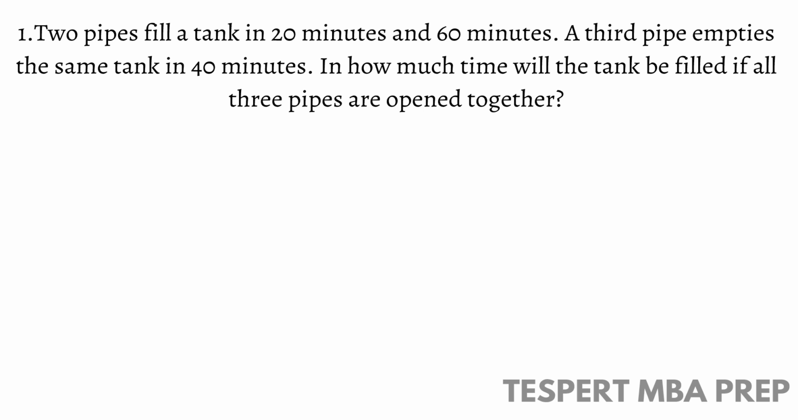Two pipes fill a tank in 20 minutes and 60 minutes. A third pipe empties the same tank in 40 minutes. In how much time will the tank be filled if all three pipes are opened together? First we will solve this question by the unitary method. So what is given here? Two pipes fill a tank in 20 minutes and 60 minutes, and the third pipe empties the tank in 40 minutes.